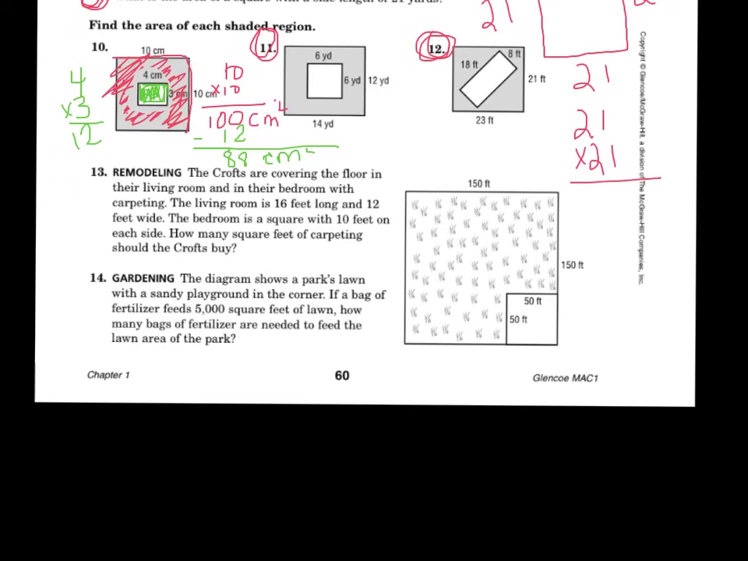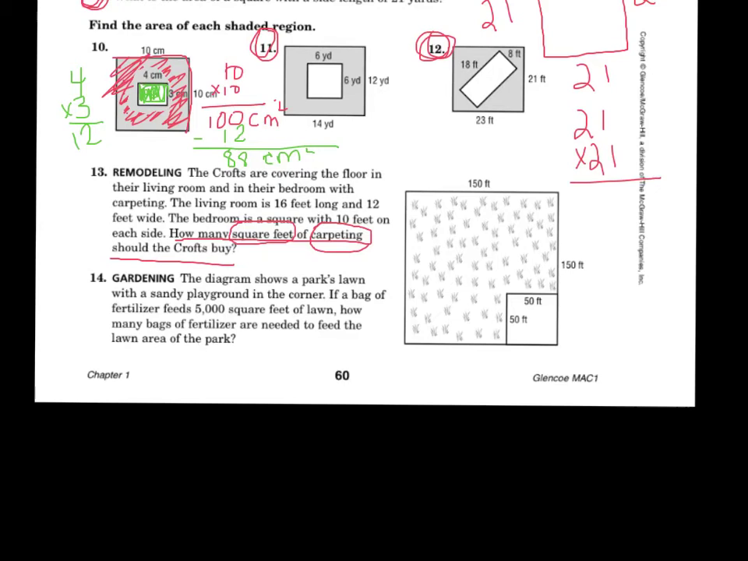Okay, number 13. How many square feet of carpeting should the Crofts buy? Okay, carpeting is one way that they ask for area without telling you that they want to find the area. Square feet is the label. That's another sneaky way of asking for area. The Crofts are covering the floor in their living room and in their bedroom with carpeting. The living room is 16 feet long and 12 feet wide. The bedroom is a square with 10 feet on each side. How many square feet of carpeting should the Crofts buy?